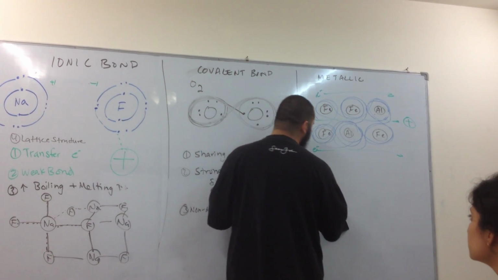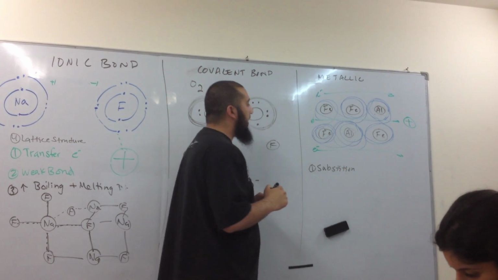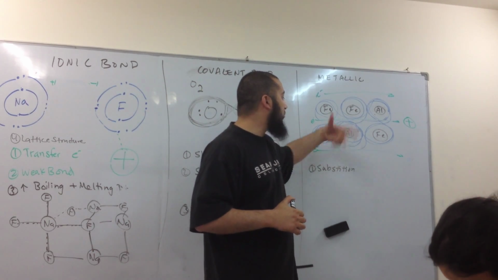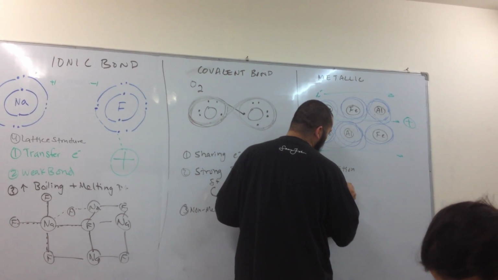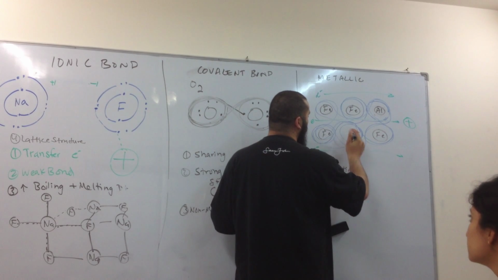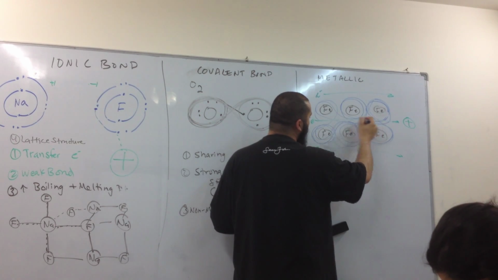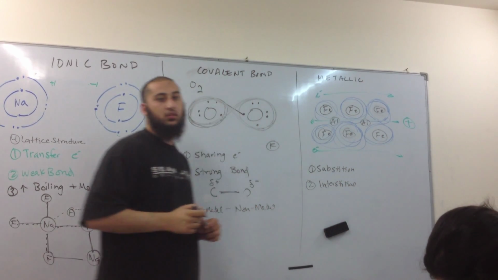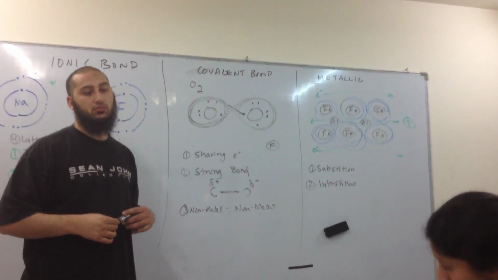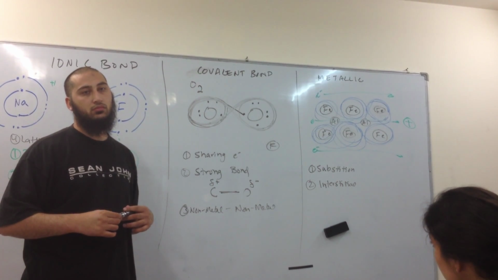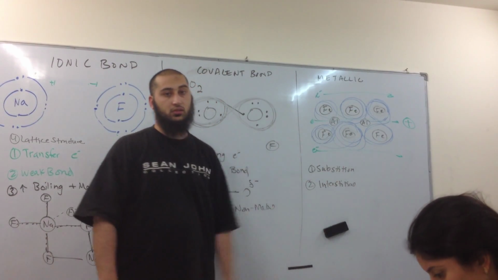Now, there are two types of alloys. The one I just showed you was substitutional. A substitutional alloy is when you actually replace one of the atoms with the other one. The other type of alloy is interstitial. Let's go back to the original. Say you have iron and iron here. Interstitial is when you place it in between the atoms. So that's two types of alloys. Is it just transition metals? This is only transition metals, yes.